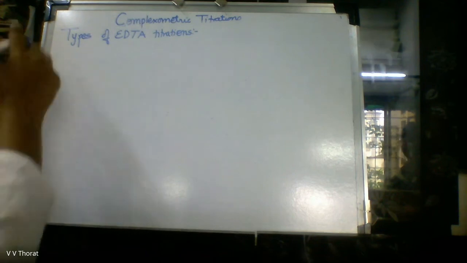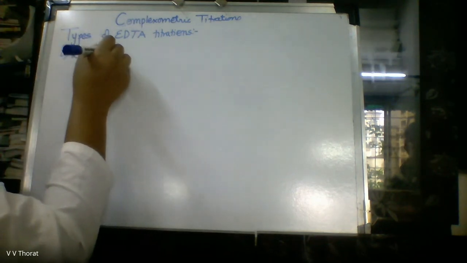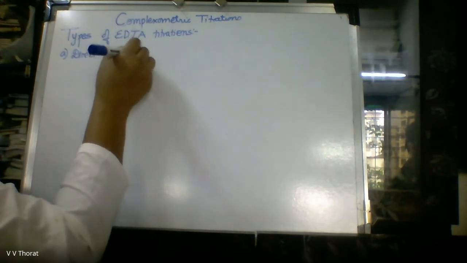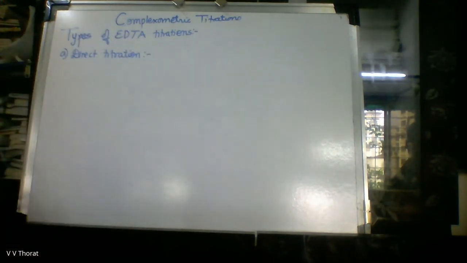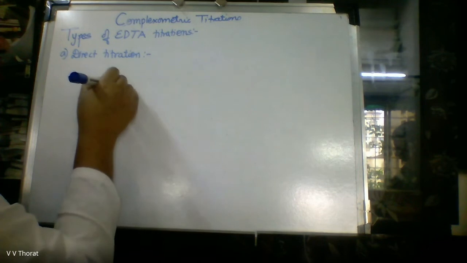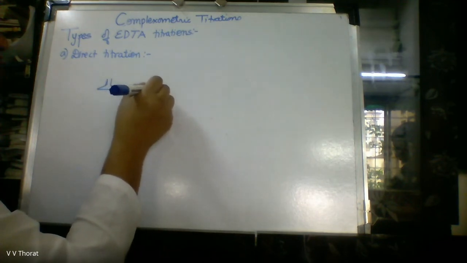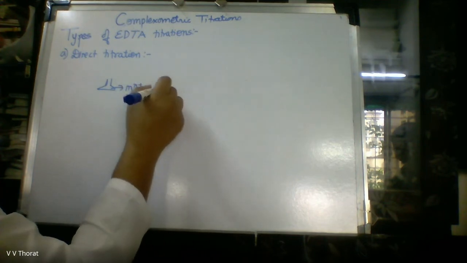First type is the direct titration. So what happens in direct titration? In the direct titration, the solution containing metal ions is buffered at a desired pH. You see, direct titration में क्या करते हैं हम लोग? Conical flask में metal ion solution we take. You add a pH buffer.